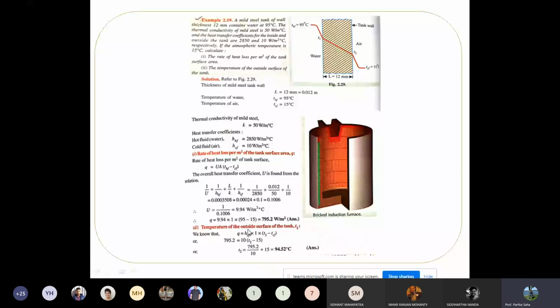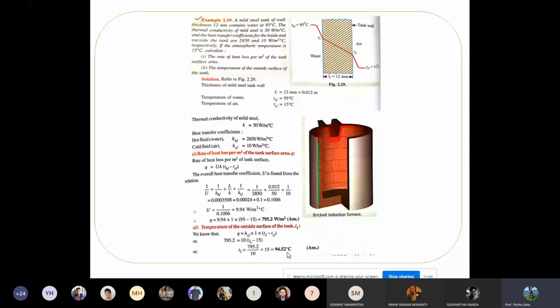Now the temperature of the outside interface, that is T2, will be again Q equal to Hcf, that is for the heat loss between this and this, into (T2 minus Tcf), right? Because the heat flux is the same for all those surfaces. We have already calculated Q. You know the Tcf, that is 15. You know Hcf, everything you know. So solve for T2 and you get 94.5. That's all. It's very simple if you understand the problem. If you don't understand, then it will be very difficult. I'm telling you, you have to understand the problem and visualize what is actually being asked to calculate.